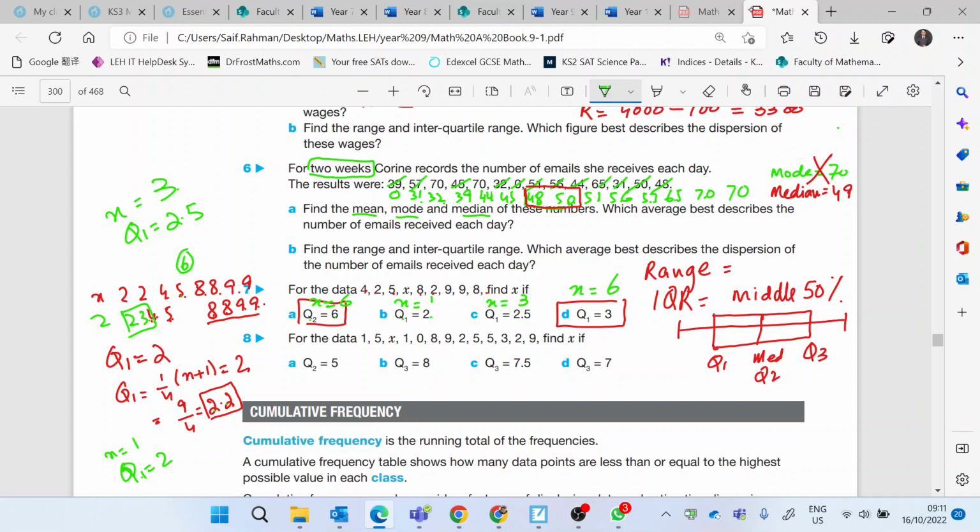For the data 1, 5, x, 1, 0, in this question we have to find in a similar way. First let me erase this one.